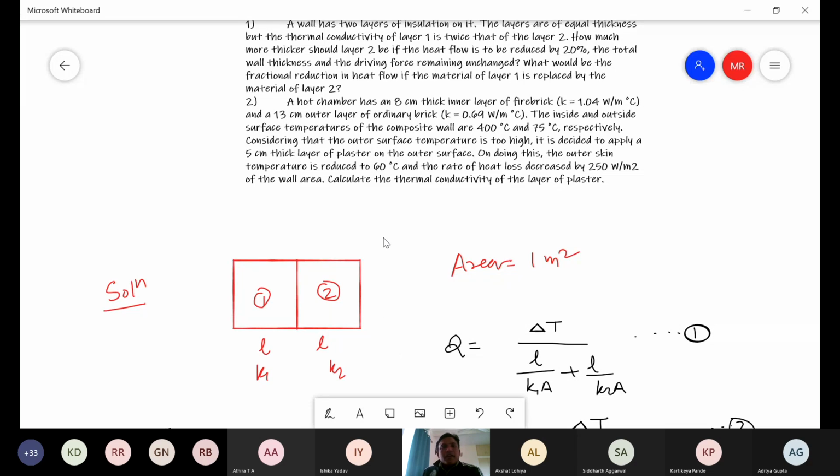Okay, correct. Now in part 1, what is being asked is, how much more thicker should layer 2 be if the heat flow is to be reduced by 20%? So let us assume that the rate of heat flow is, let's say, Q in this first case, where the length of both the layers is L. And since in the problem it is given that the rate of heat transfer is reduced by 20%, that means the new rate of heat transfer is going to be 0.8 Q.